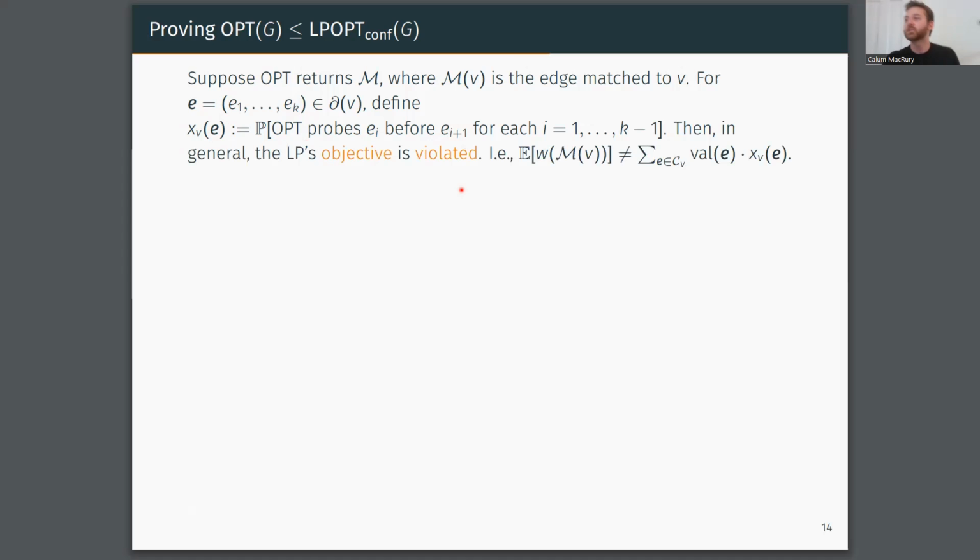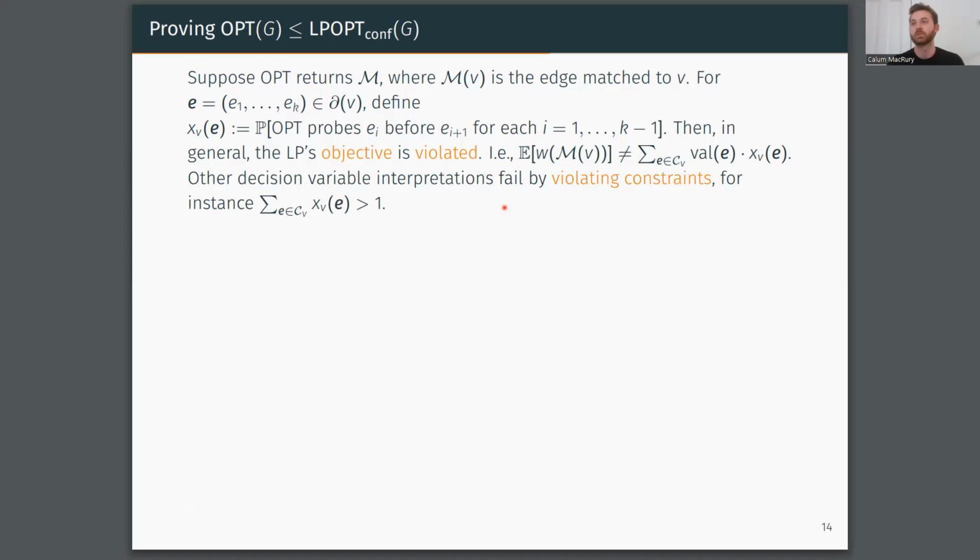The issue with this interpretation is that the LP's objective won't actually match up, so we won't get this equality. This is really due to the fact that the adaptive benchmark can jump from vertex to vertex. It doesn't need to probe all the edges adjacent to v in contiguous order. Other decision variable interpretations fail by violating constraints. For instance, the distributional constraint might be violated.